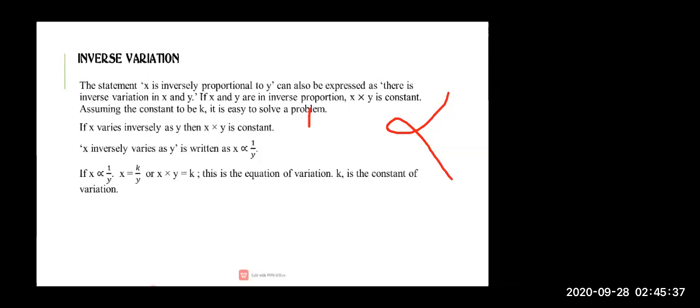I hope you know the formula which we used in direct variation, that was x equals ky, but here for inverse variation, x multiplied by y equals k, where k is our constant.